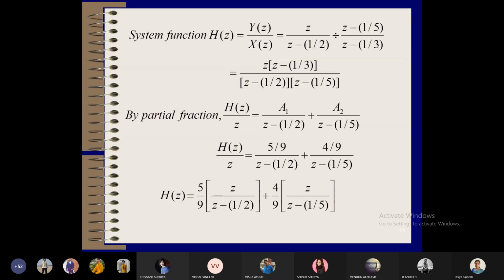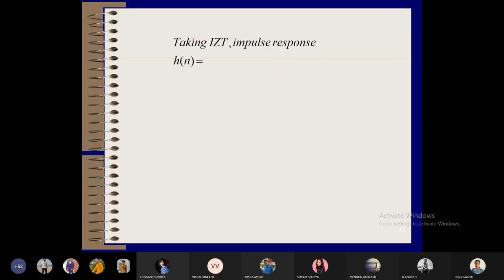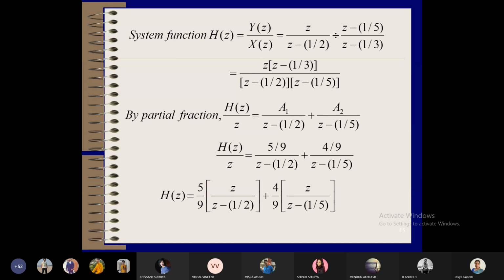Take z on the left hand side to the right hand side. So you will get it as 5 by 9 into z upon (z minus 1/2) plus 4 by 9 into z upon (z minus 1/5). Okay, so you got it of this form. Now taking inverse will be easy. It is of the form z upon (z minus a). So first part a is 1/2, second part a is 1/5. So a raised to n u(n).